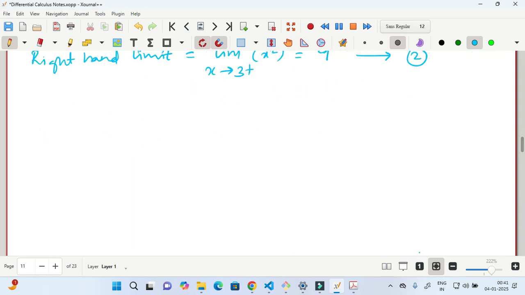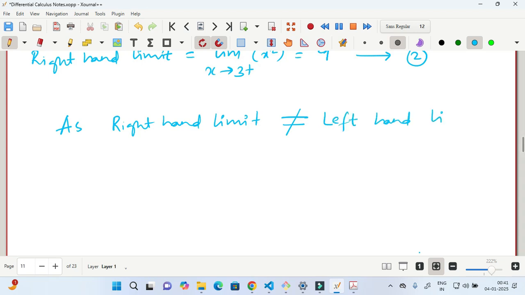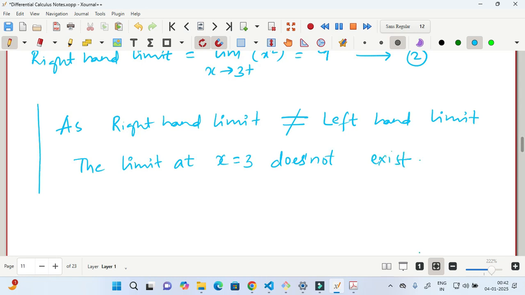So as the right hand limit is not equals to the left hand limit, the limit at x is equals to 3 does not exist. So this is clearly observed.